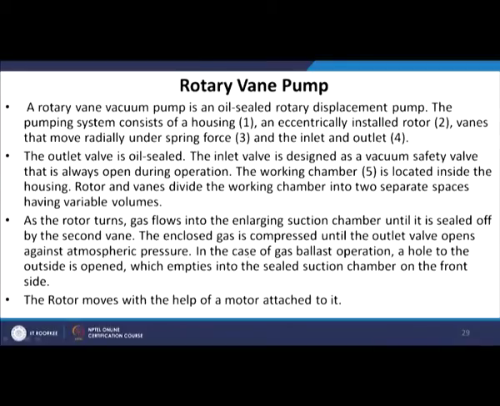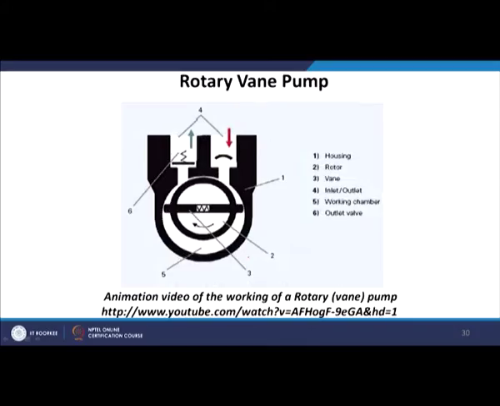Okay. So, the first example was our rotary vane pump, which is a positive displacement pump. A rotary vane pump is an oil sealed positive displacement pump. The pumping system consists of a housing, an eccentrically installed rotor, vanes that move radially under spring force, and the inlet and outlet. So, basically if we go to the next picture, you can see that.